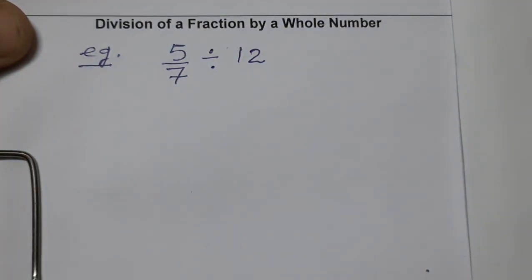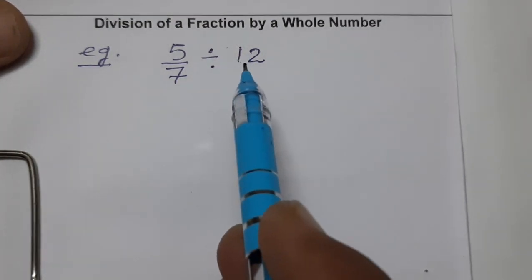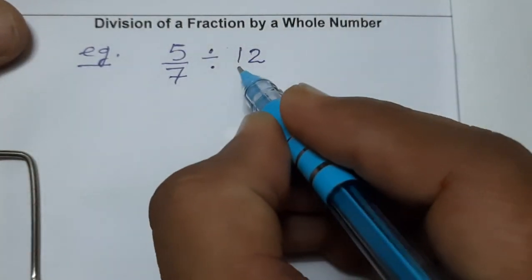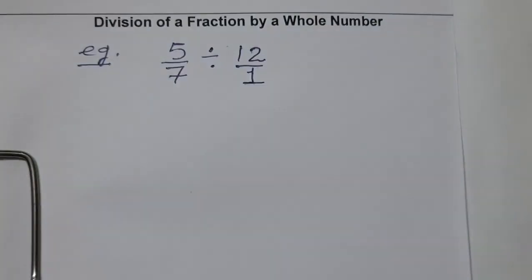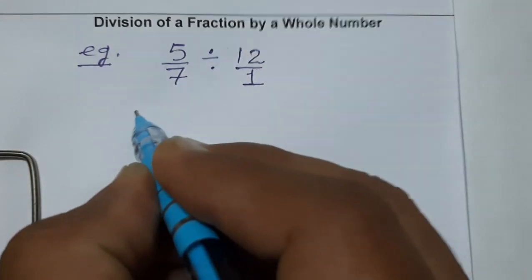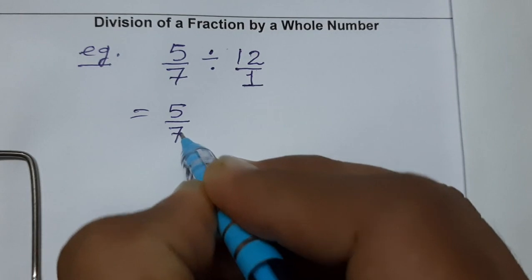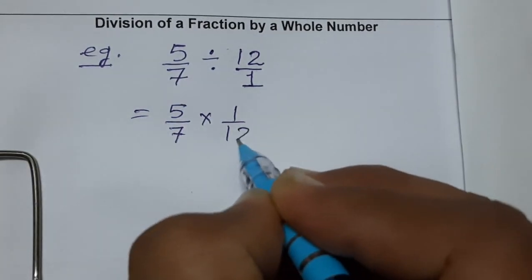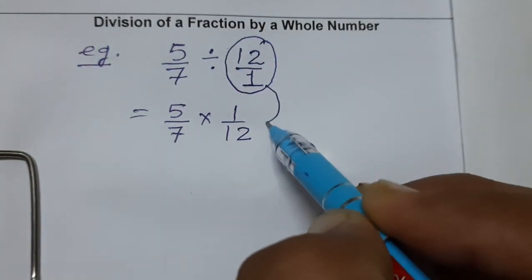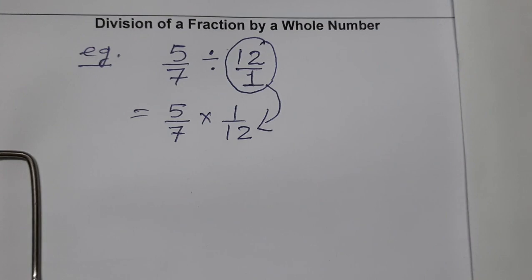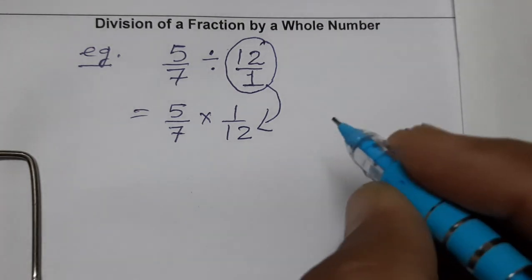What will we do in this also? Always take the reciprocal of the right hand side. The whole number 12 has only a numerator, so we put 1 as the denominator. Always do like this. Now take the reciprocal. 5 by 7, divide is changed to multiplication, 1 by 12. The reciprocal of 12 by 1 is 1 by 12. What is a reciprocal? Always invert the number. If the number is a by b, then its reciprocal is b by a.